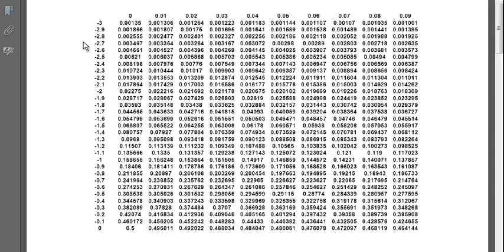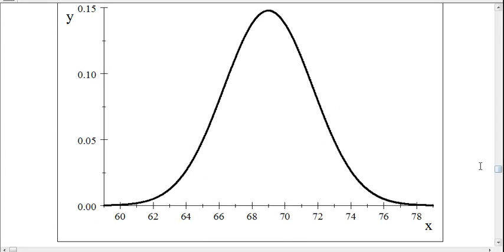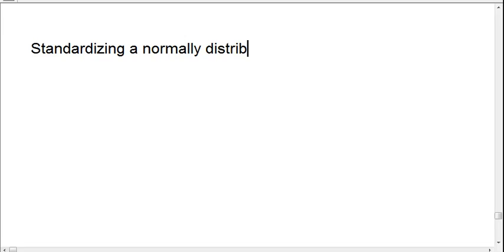Okay. So just pay attention. I'm not saying close the book. It's an expensive book, right? But what we are going to do is standardizing a normally distributed variable. Everybody clear? That's what we are going to see.